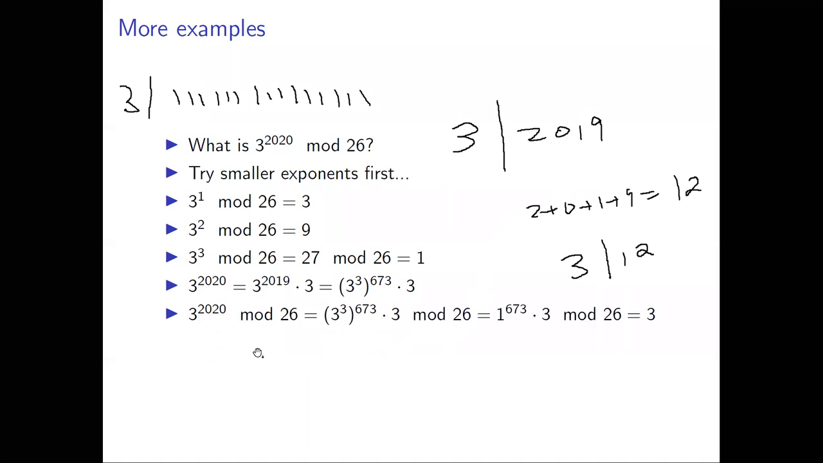So 3 to the 2020 mod 26 equals 3 to the 3 to the 673 times 3 mod 26. We saw that 3 to the 3 mod 26 is 1. So we can replace the 3 to the 3 here with a 1 right here. So we get 1 to the 673 times 3 mod 26. And that gives us 3. And that's it. The answer is 3.